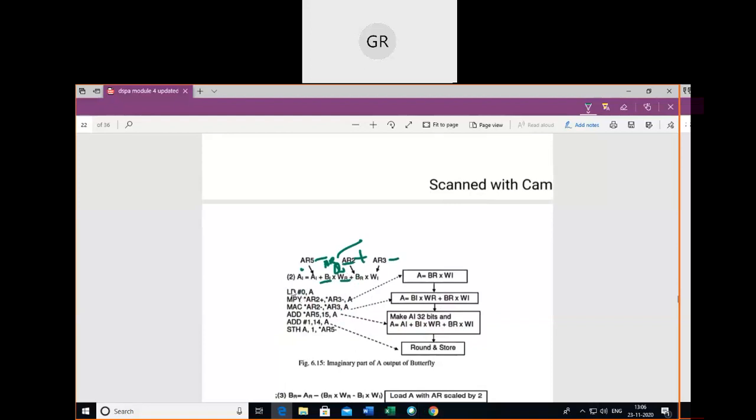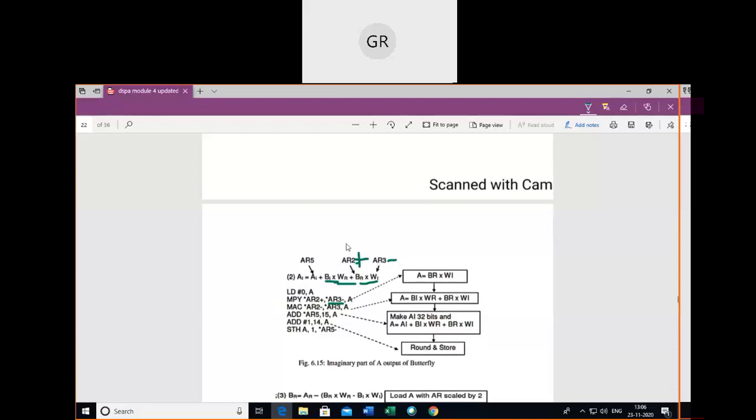Okay, again load 0 into the A register. First he performs BR into WI, this part. Here load hash 0 into A, then MPY: multiply AR2 plus. AR2 plus means this one, BR. AR3 minus means WI. This one is AR3 minus, this one is plus, this one is AR3 plus, this one is AR3 minus.